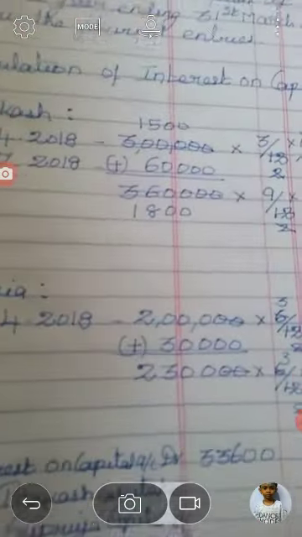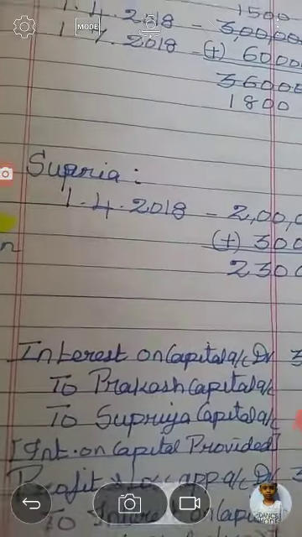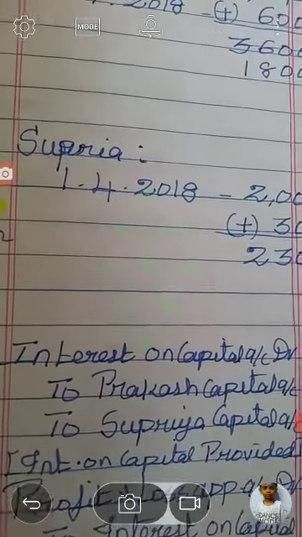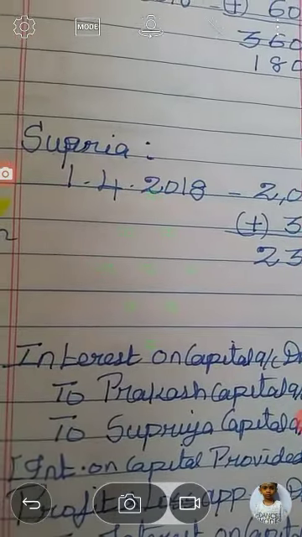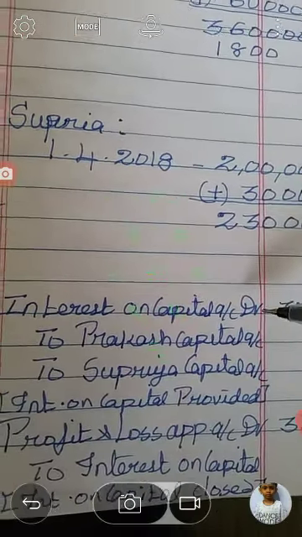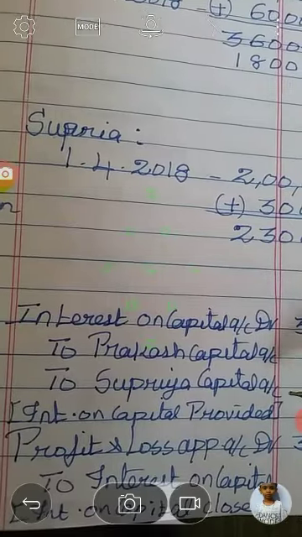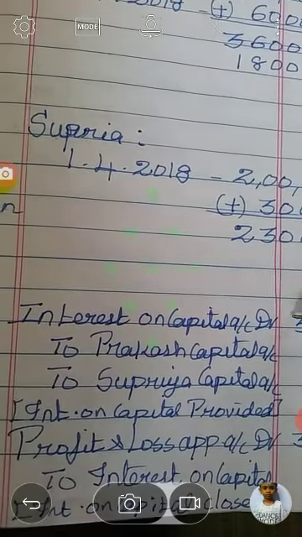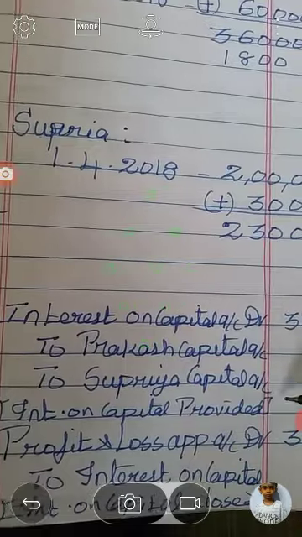So you have to make an entry. In the previous sum we saw a current account. Here nothing is mentioned, so we can take it as a fluctuating capital method. So the journal entry is interest on capital account debit to Prakash's capital and Supriya's capital.